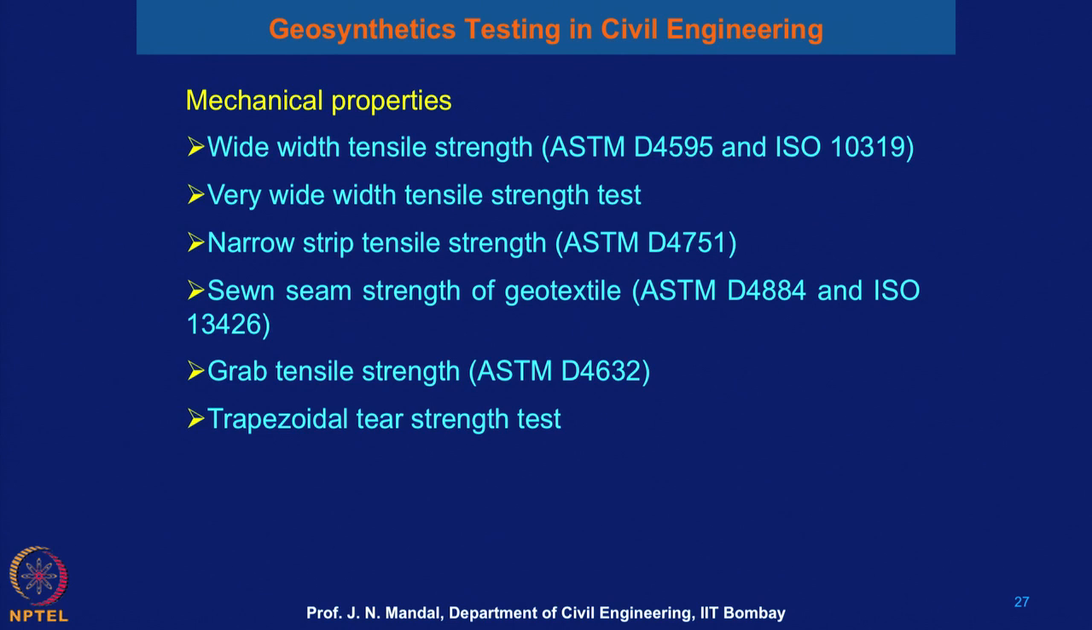Next are the mechanical properties, which are very important in civil engineering, and how to perform the different types of tests for the mechanical properties of geosynthetic material. There are various types of tests available. So, one is the wide width tensile strength as per ASTM D 4595 and ISO (International Organization for Standardization) 10319.